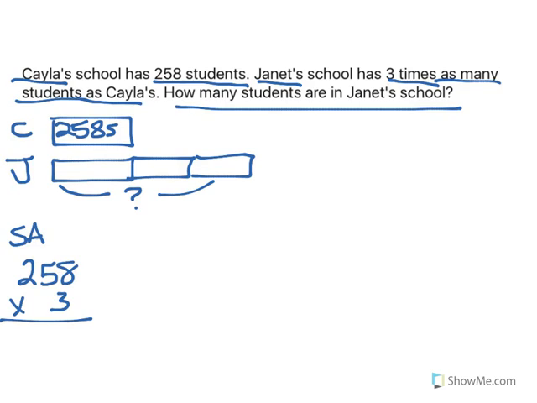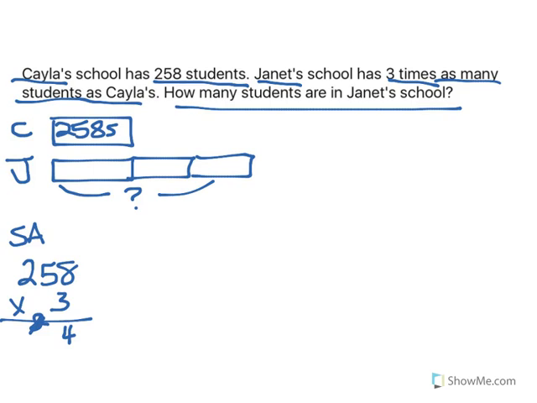I know that 8 ones times 3 is 24 ones. So my 4 goes in the ones place and my 2 goes on the line, because 24 ones equals 2 tens and 4 ones. Then I'm going to do my 5 tens times 3. My 5 tens times 3 gives me 15 tens, and I'm adding on those 2 tens left over from my ones place. 15 tens plus 2 tens is 17 tens.